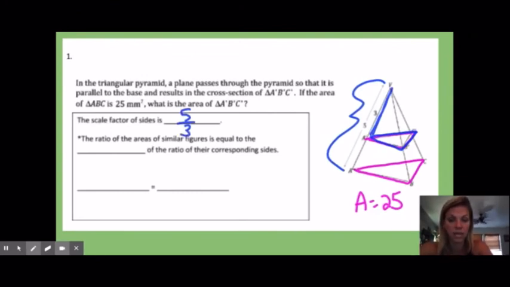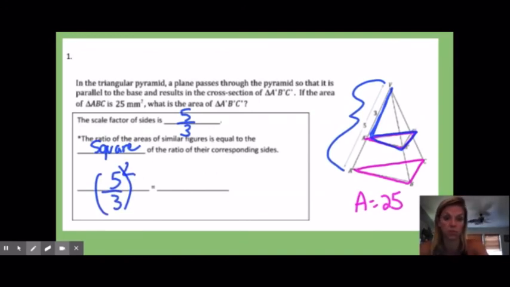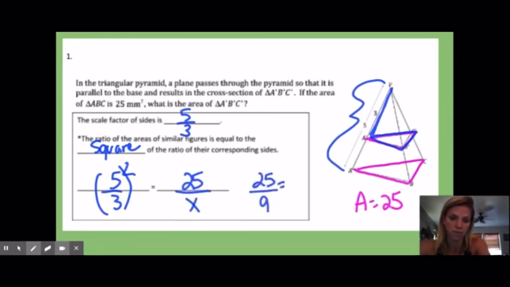So the ratio of the areas of the similar figures is equal to the square of the corresponding sides. So remember, you can say side over side squared. So 5 over 3 squared equals the area of the big one, the 5 I put on top. So the big one has an area of 25. I'm looking for the area of the smaller one, x. Let's solve that. 5 over 3 squared. Well, 5 squared is 25, over 3 squared is 9, equals 25 over x. You might need to cross multiply. You might not. Some of you can see right off the bat, you should get x equals 9.